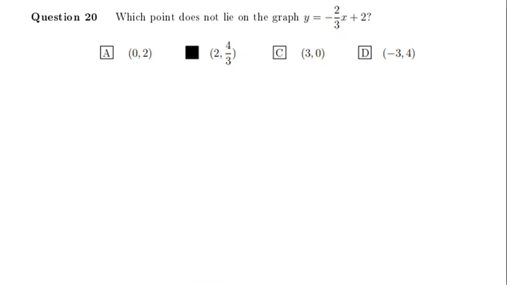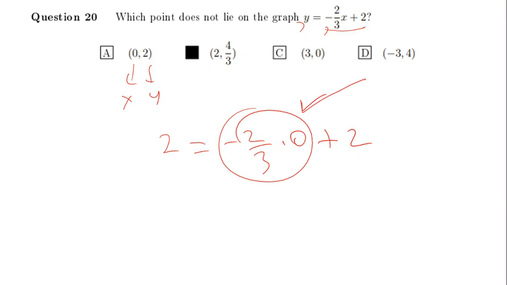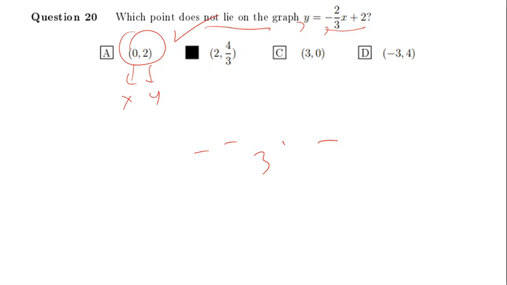Now, which point does not lie on the graph? So you basically plug the points here. Like for x equal to 0, you put it in, this is x and this is y. y is 2, equal to negative 2 over 3 times 0 plus 2, which makes 2. Yes, it lies on the graph. So let's check the other one.